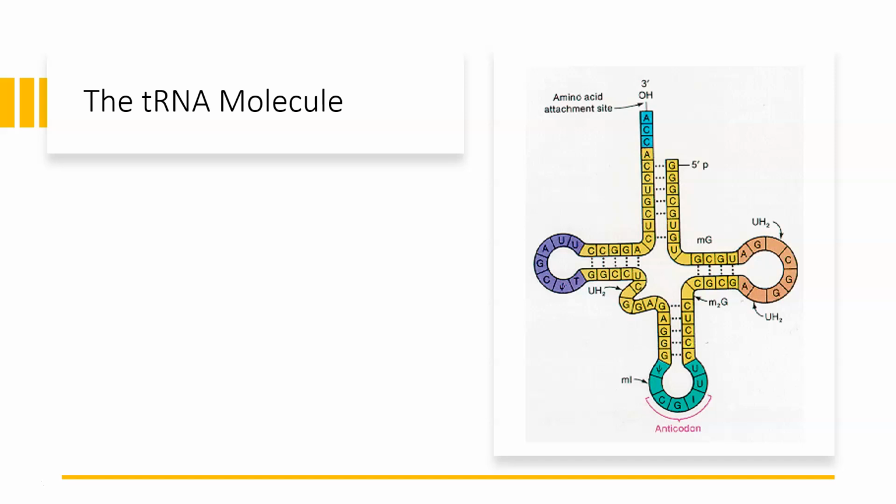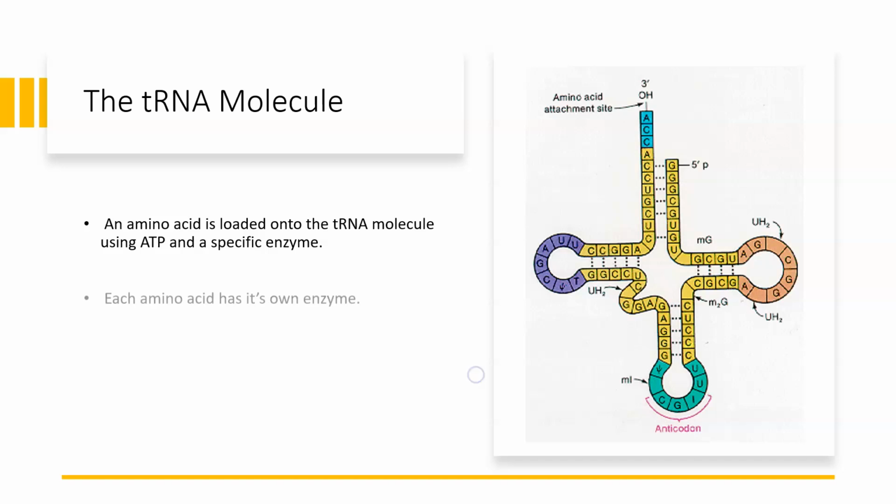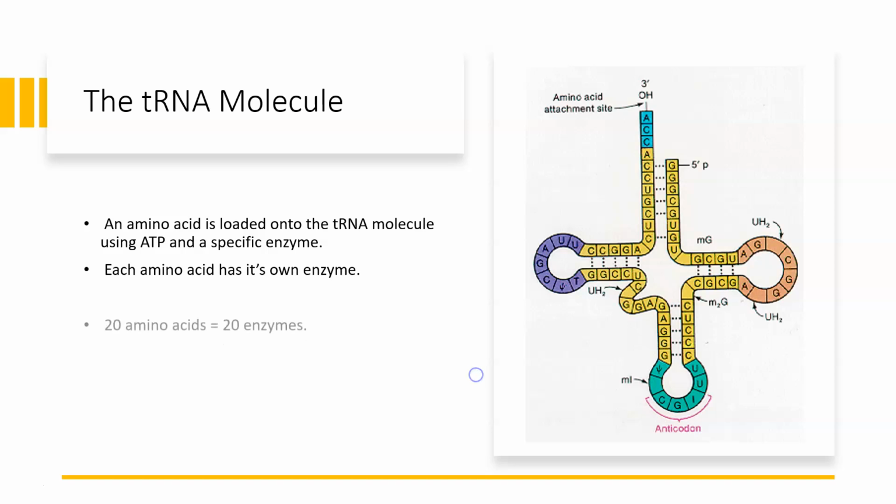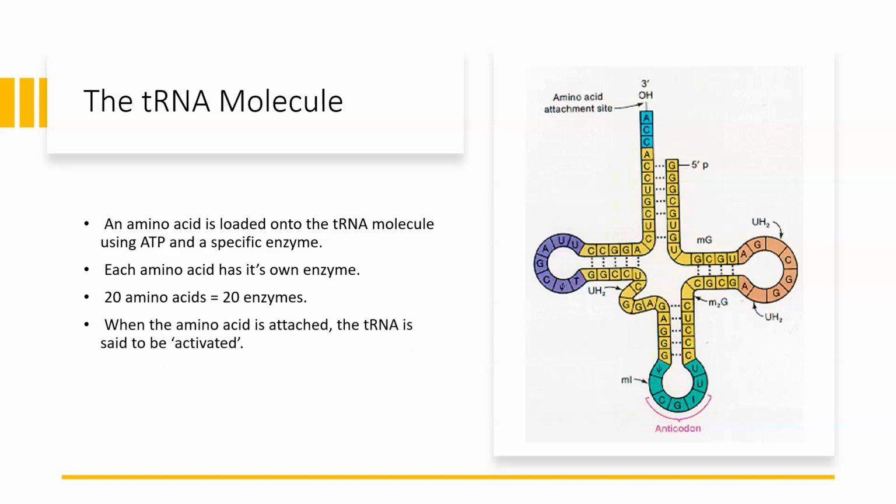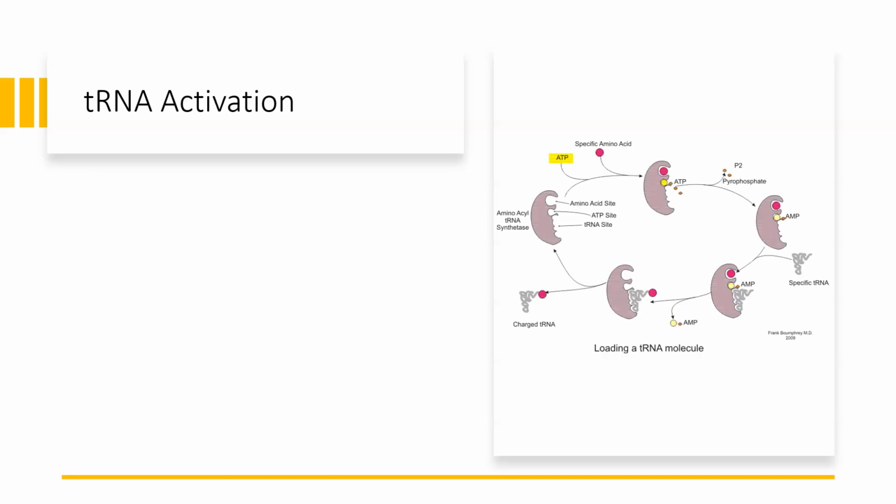Alrighty, so to think in this way, we need to think about our tRNA molecule. An amino acid is loaded onto the tRNA molecule using ATP and a specific enzyme. So it does require energy for this to occur. We've talked about that. Each amino acid has its own enzyme. 20 amino acids, 20 different enzymes. When the amino acid is attached, the tRNA is said to be activated. The enzymes are called tRNA activating enzymes. So to activate it, they attach their amino acid.